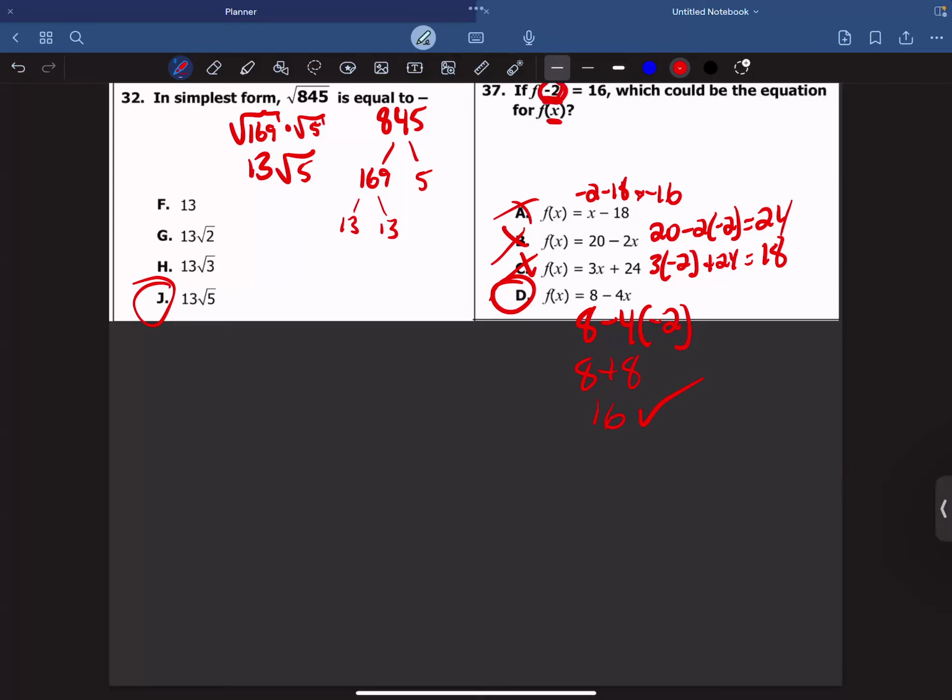The more difficult approach is you can substitute in 16 for all of these and see which one has an x value of -2. So you could have substituted 16 in for your y values. That's going to require more work and more equation manipulation, so just do it this way.